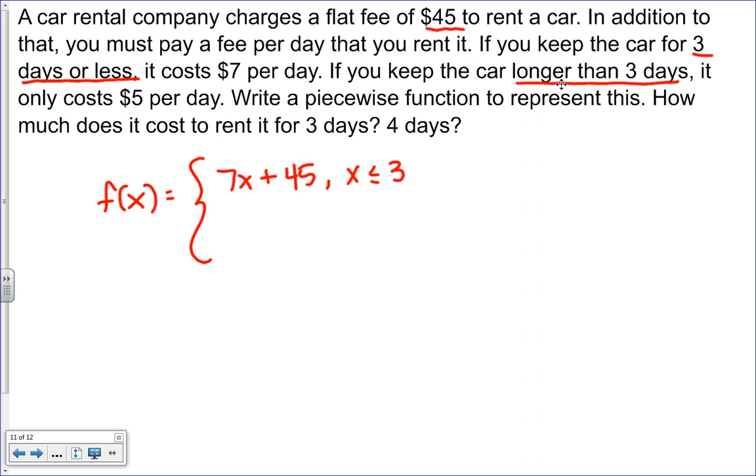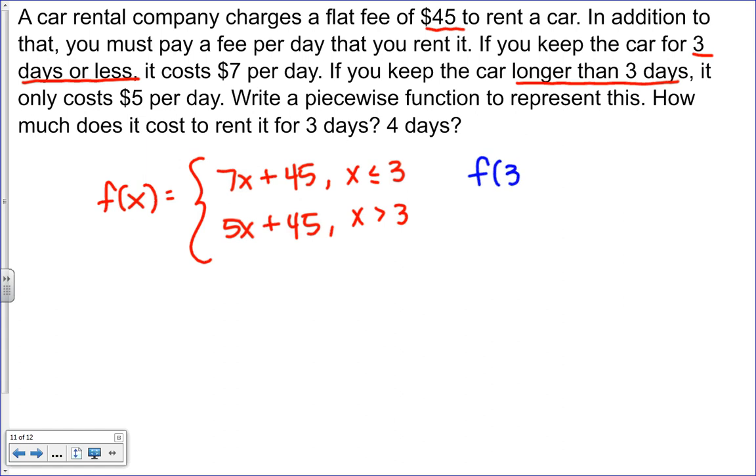If you have it longer than 3 days, it is now only $5 per day. So instead of doing 7 times x, it is now 5 times x, and you still add in that $45 flat fee. Once you are longer than 3 days, no matter what, this is x greater than 3. Okay, you absolutely could graph this. However, here we're just going to plug it in and see what f of 3 is and what f of 4 is to figure that out.